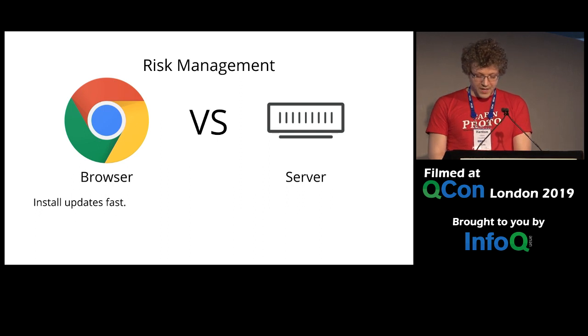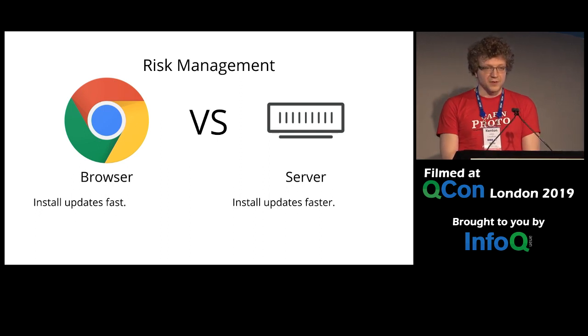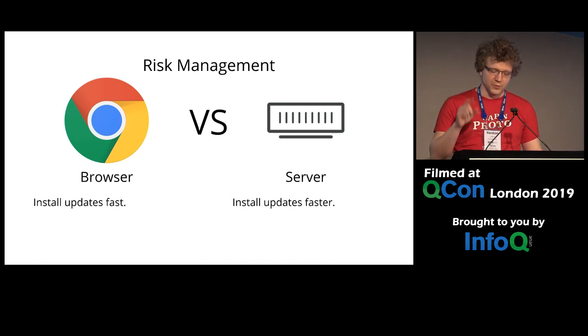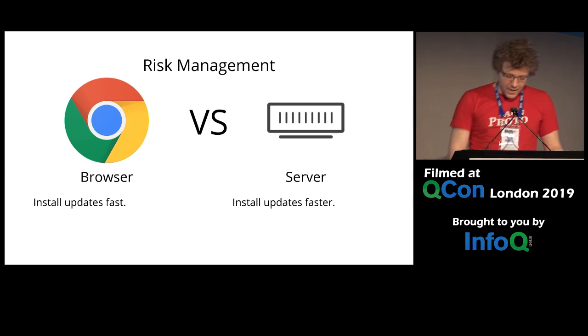Well, we can do something on the server that's even better. We can see when the commit lands in the V8 repository, which happens before the Chrome update, and automate our build system so that we can get that out into production within hours. Automatically, we don't even need someone to click, right?